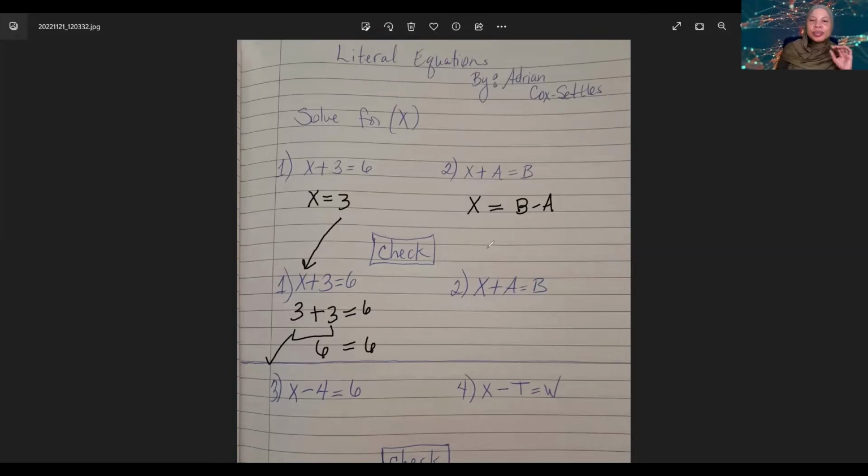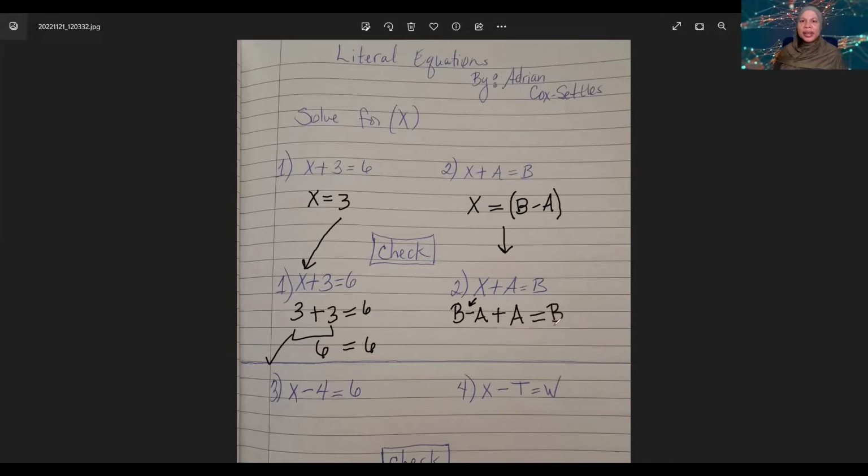Okay, now if you want to check on this side, so x equals b minus a, what I'm going to do is put this in parentheses since there are two terms. So everywhere I see x, I'm going to put b minus a. Now you can put parentheses or you can just leave it right here. I'm going to keep it separate since we have a plus sign. That'll save one step, equals b.